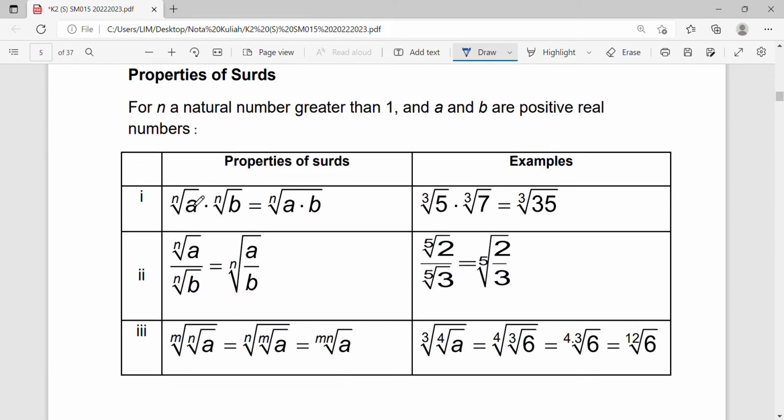If you have surd times surd, or this one, cube root of 5 times cube root of 7, together we can put it together and it becomes cube root of 5 times 7, 35, like what we're doing just now. We have surd negative 1 times surd 9, what do you have? 3, but surd negative 1 is i. So we have a similar concept here.